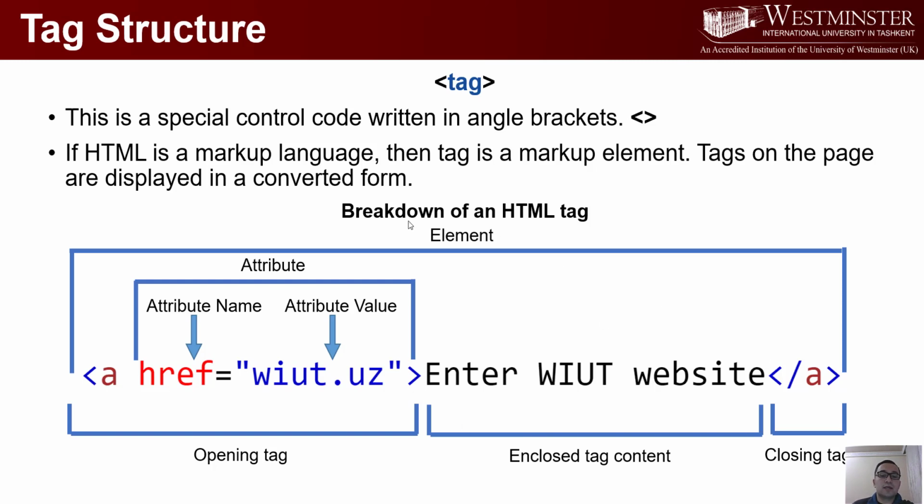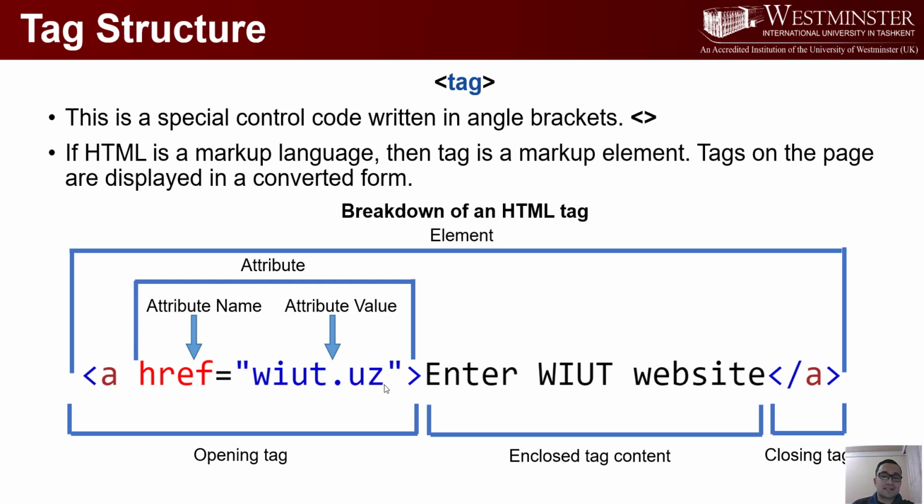So let's explore the breakdown of an HTML tag. As an example, I have taken the a tag, which stands for anchor, which gives us a simple link in an HTML file. Overall, this item is called an element. This element contains an attribute. The attribute has its name, the attribute name, and its value, the attribute value. In our case, the attribute name is href and the attribute value is value.us.